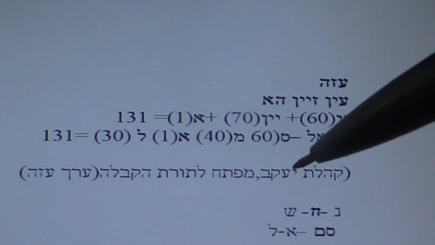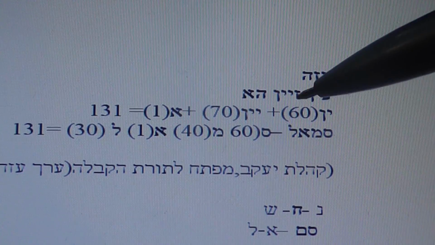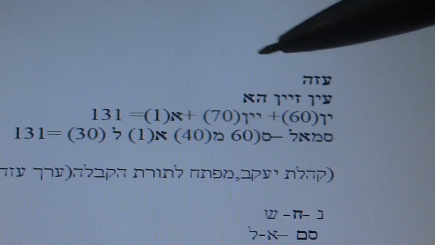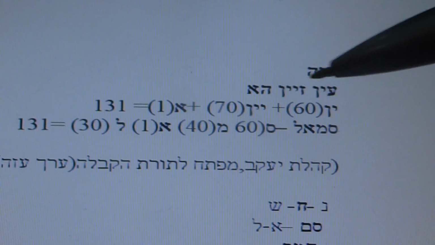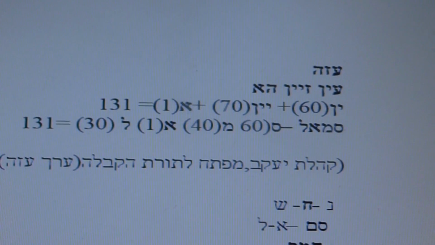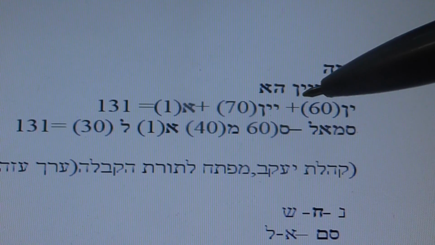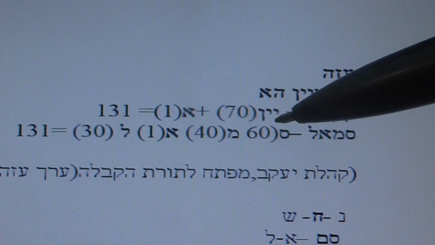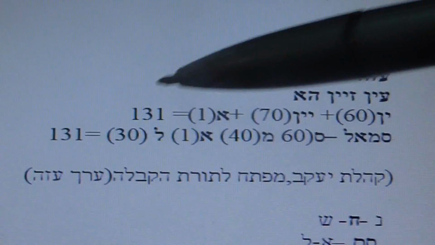The letters of Gaza, Ayin, Zayin, Aleph, when written fully, are Ayin Yud Nun, Zayin Yud Nun, Aleph. This is when the letters of the alphabet are written fully. Now, when you take the inner letters, according to Kabbalah, it represents the source of the place. So you have Yud Nun 60, Yud Nun 70, and Aleph 1, to get 131.